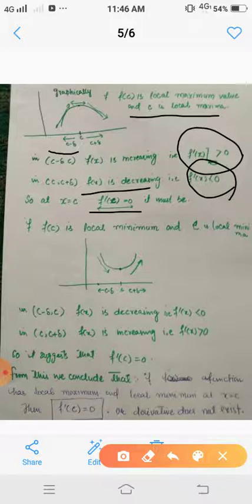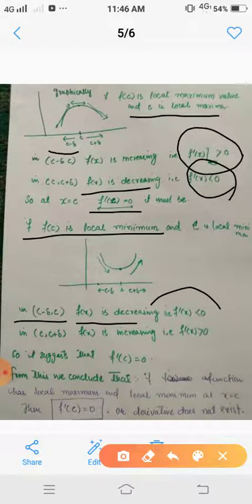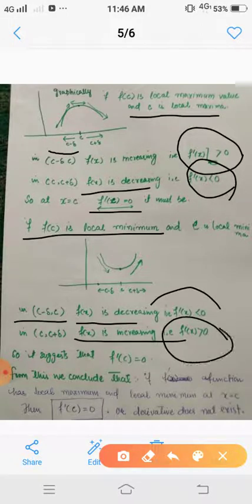Similarly, if it is local minima, that is at C a local minimum value exists, meaning f of C is the local minimum value. This means that in the neighborhood of C, on the left side, that is in C minus delta to C, for all x, f of x is a decreasing function, meaning the derivative is negative, while in C to C plus delta, the positive neighborhood of C, for all the points slightly greater than C, f of x is an increasing function, meaning f dash of x is greater than 0. This means that at C it changes behavior. It suggests that the derivative must be 0 at x equals C.